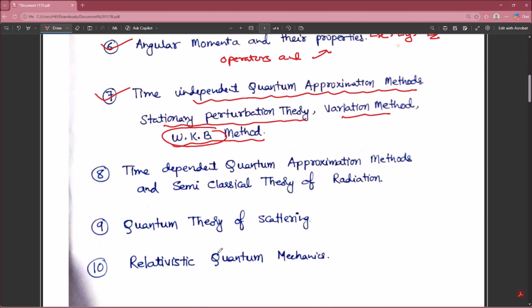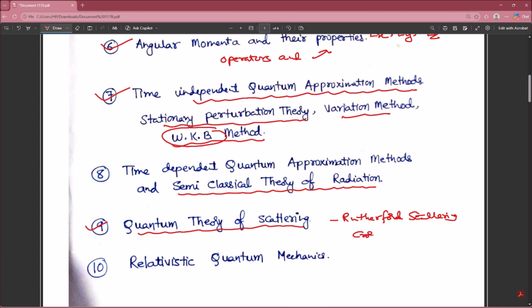The eighth one is the time dependent quantum approximation method, where we'll see the semi-classical theory of radiation. The ninth one is the quantum theory of scattering, where we'll see Rutherford scattering and scattering cross section. And the last one is relativistic quantum mechanics. We will see Einstein's theory and Lorentz transformation and the relativistic quantum mechanics operators regarding this topic.